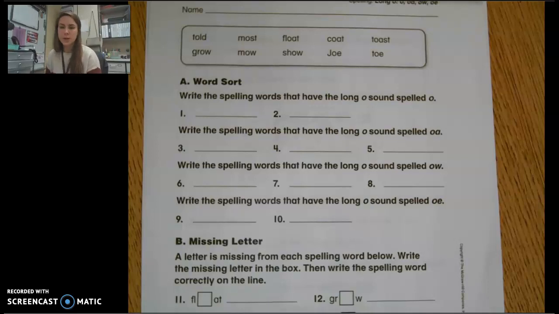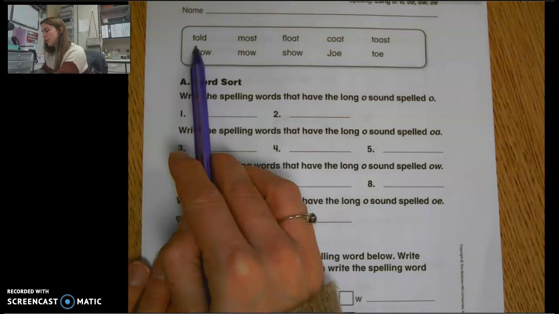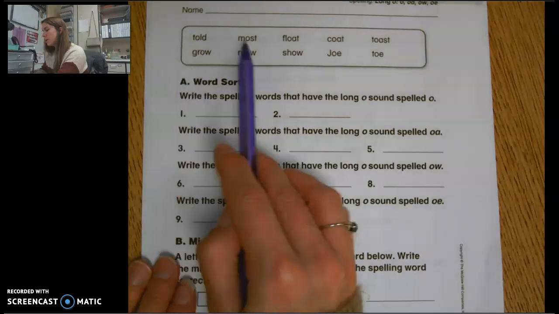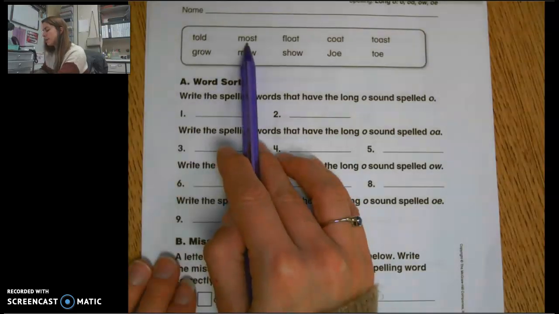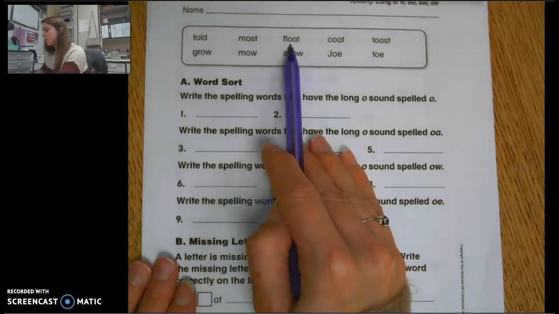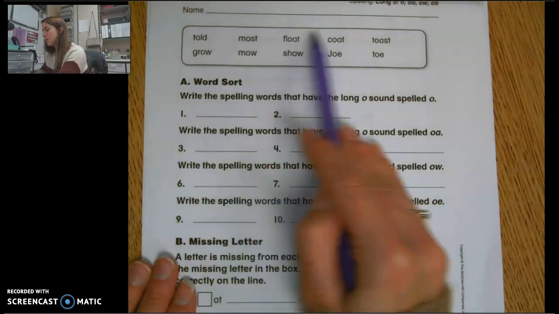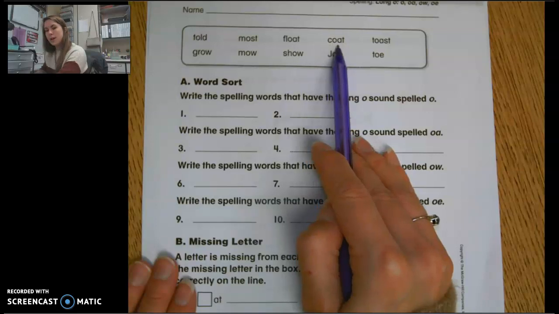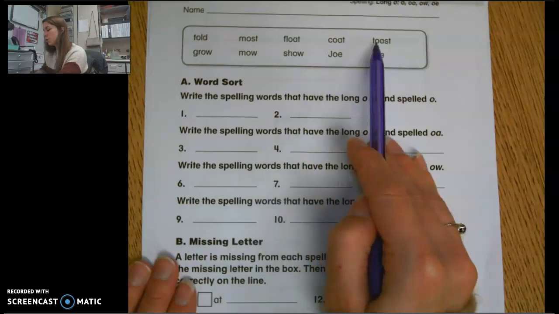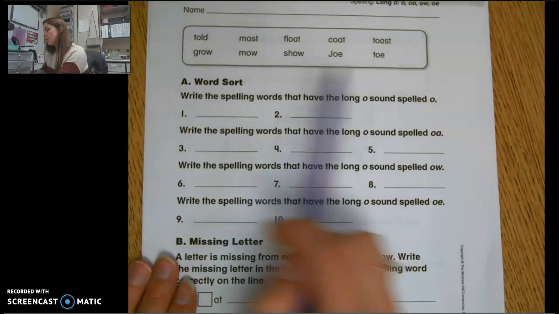Hello friends, today we are going to continue practice on our long O sound. So you have your same 10 spelling words. You have hold with just a long O by itself. You have most, O by itself. You have float with an OA as a long O sound. You have coat with an OA making the long O sound. Toast, OA making the long O sound.